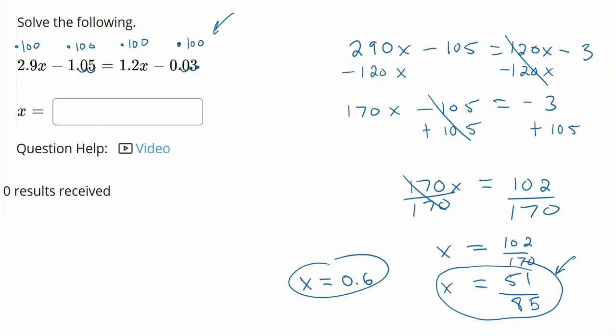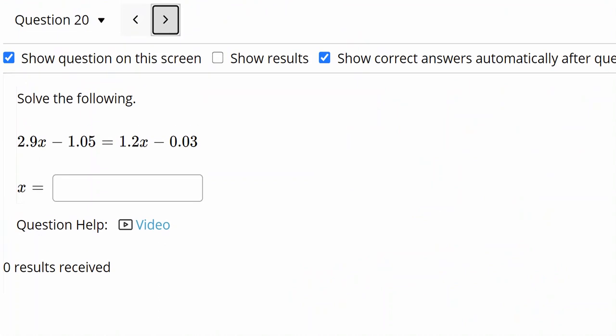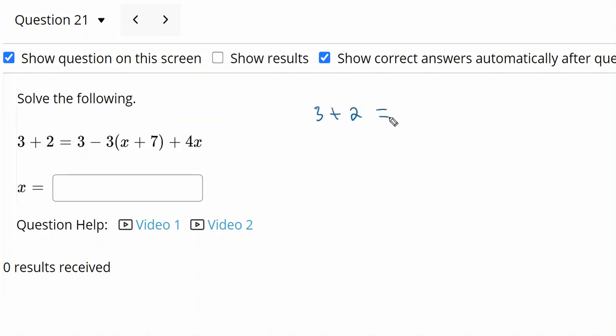All right, moving on to the next one. All right, so on this one, again, I'll write it over here. 3 plus 2 is equal to 3 minus 3 times the quantity x plus 7, and then plus 4x. All right, this is getting more complicated now, right? We got brackets in there. We got a lot going on.